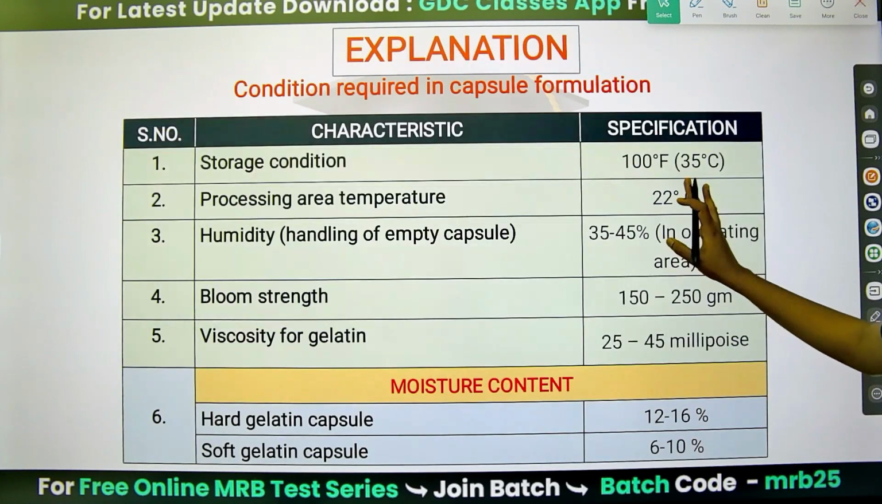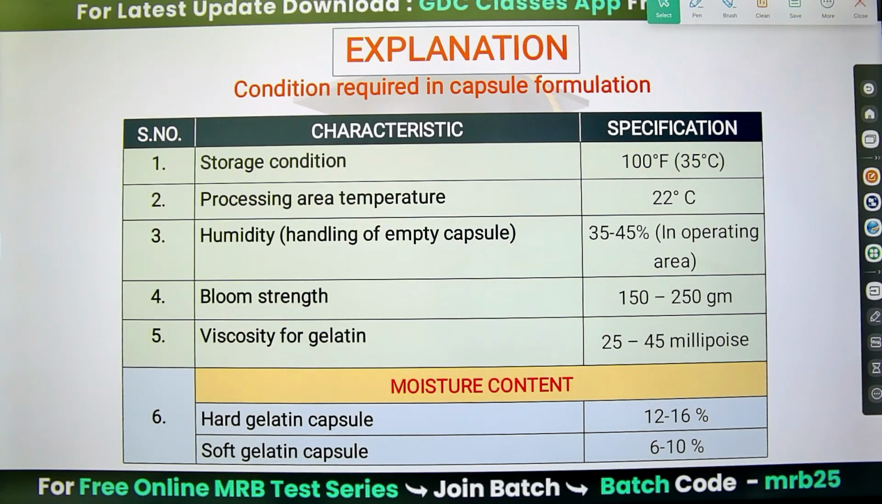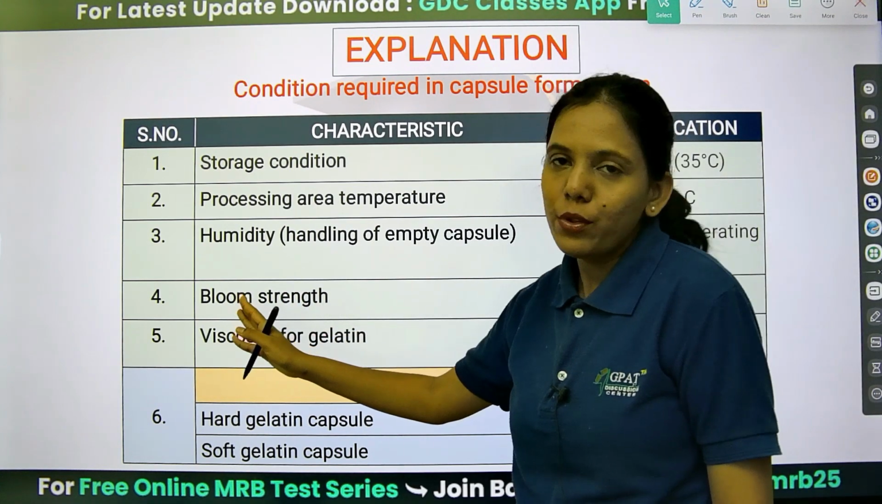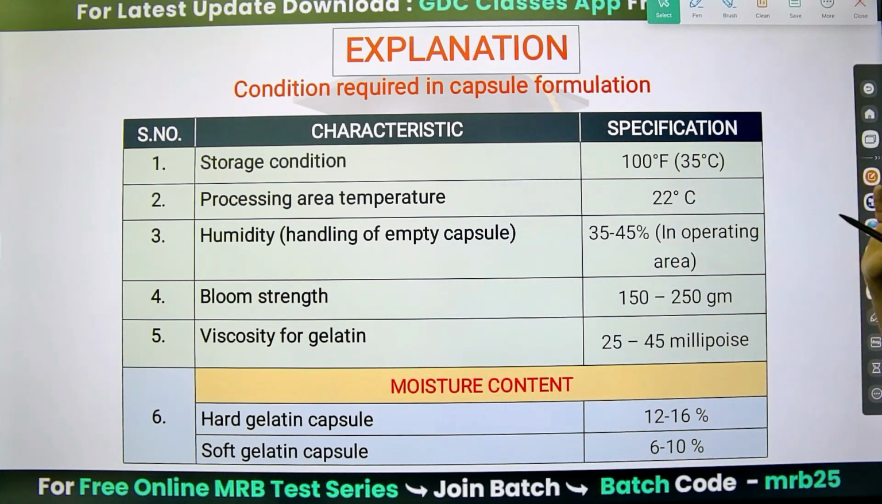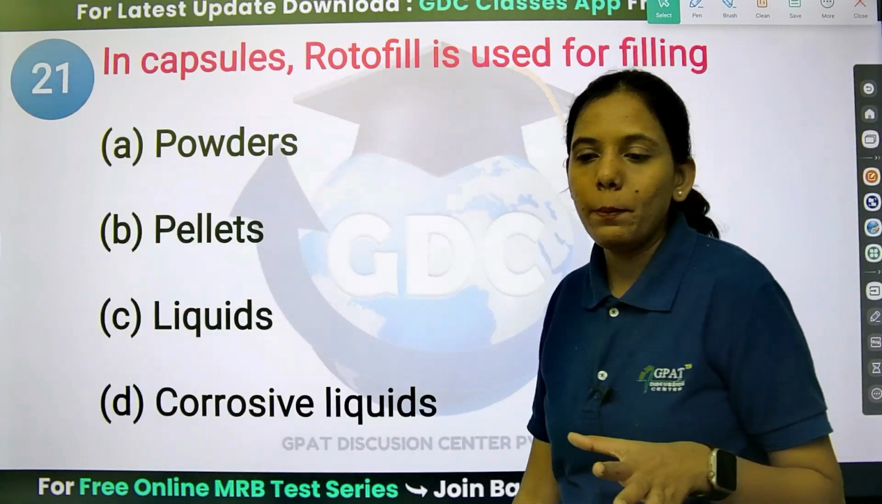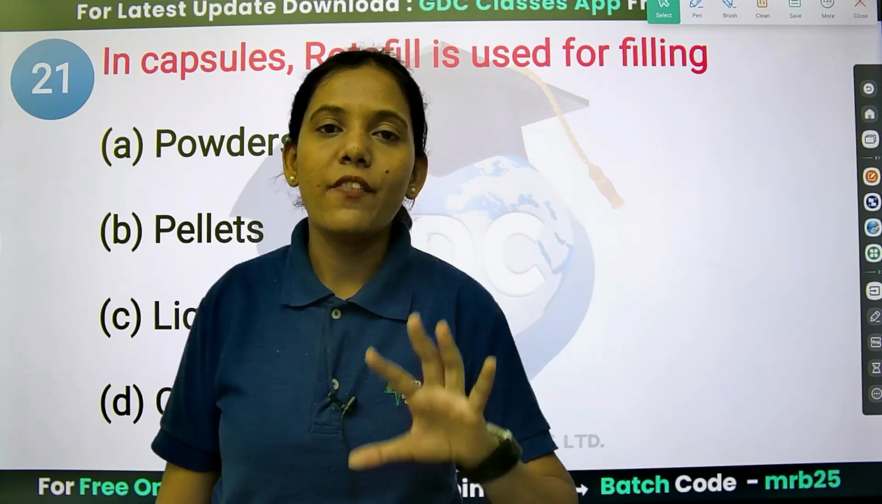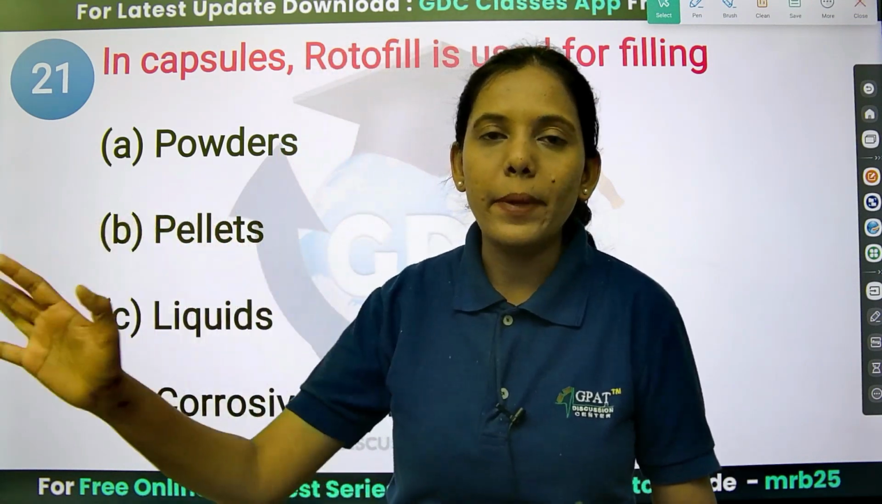So these are the ideal conditions that we have seen in the classes. Storage should be 100 degree Fahrenheit. Processing temperature should be 22, because if it exceeds, the gelatin might melt. Humidity should be 35 to 45%. Bloom strength, we are going to see in one of the questions, should be 150 to 250 grams. Remember, units are important. Viscosity is 25 to 45 millipoise, and moisture content for hard gelatin is a little higher, 12 to 16%. Soft gelatin is 6 to 10%, because soft gelatin already has a higher amount of plasticizer compared to hard gelatin capsule.